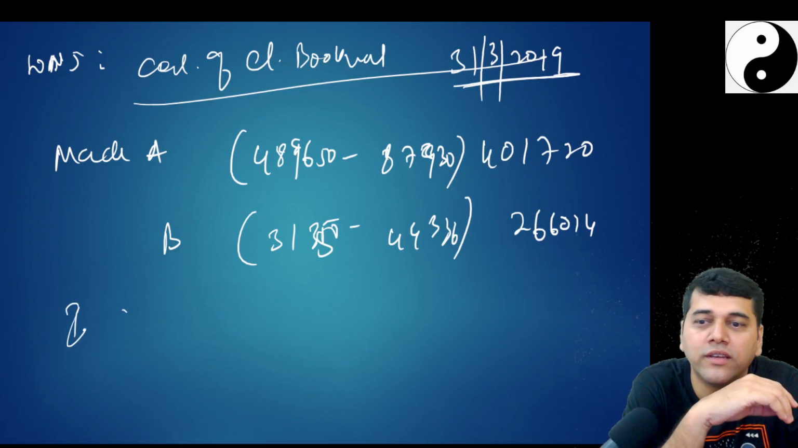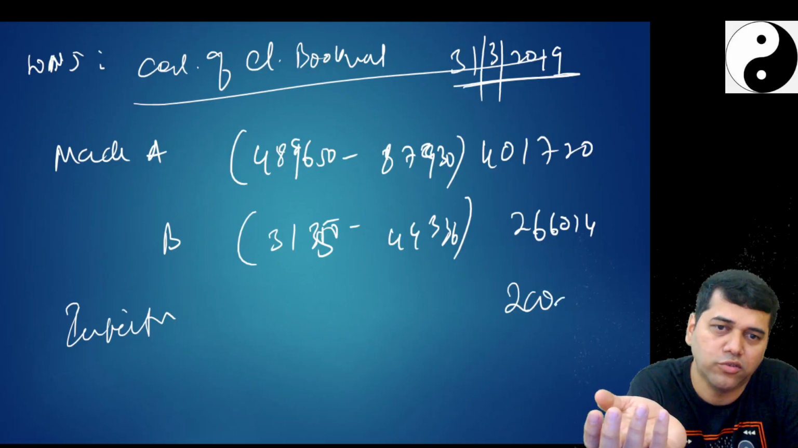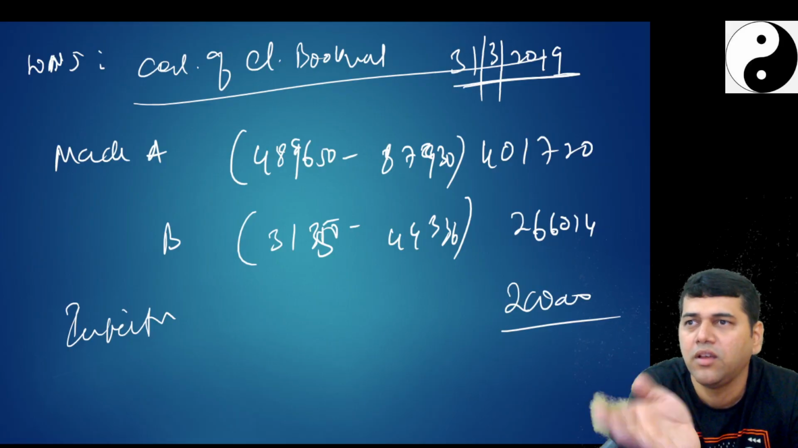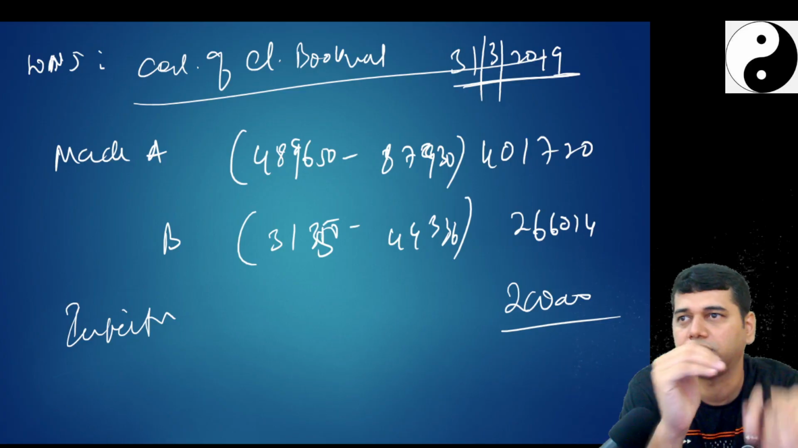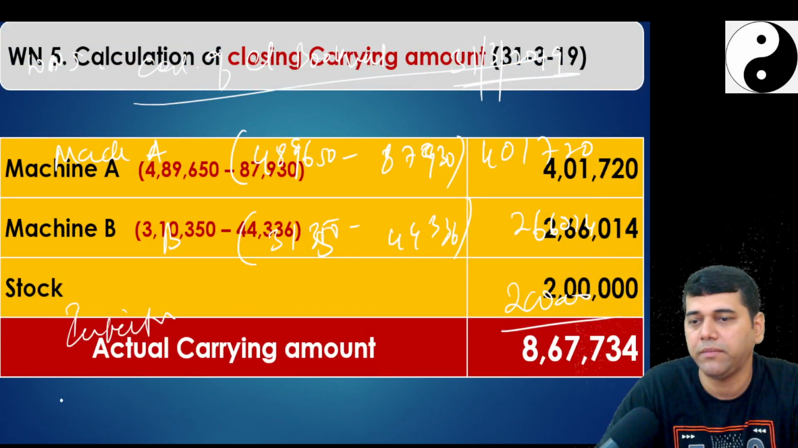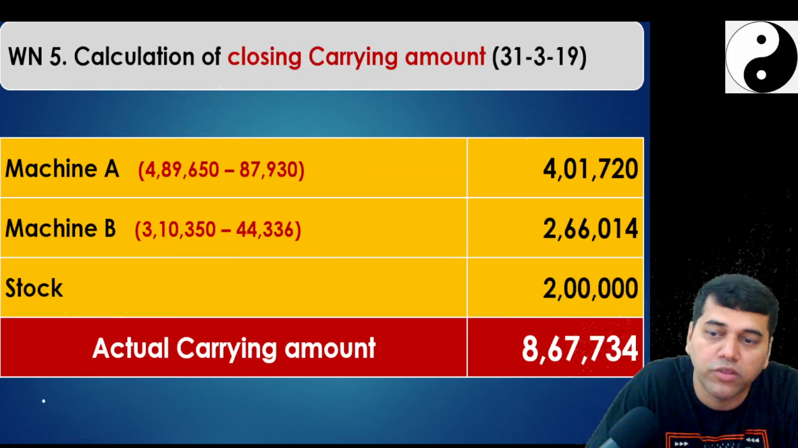Inventory stock, who took then? Inventory is how much? Same, 2 lakh. You assume that to be same. No, they are not sold. No, it's still there. Or you maintain the same level of inventory. Alternatively, you can assume that. So your book value came 8,67,734. What is your recoverable amount on this day?